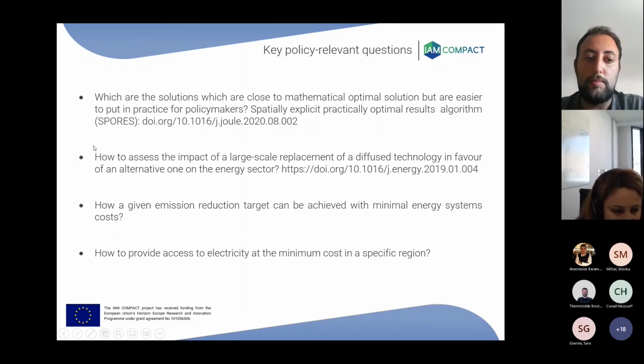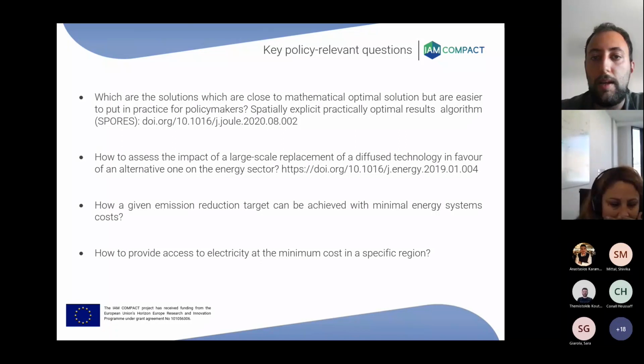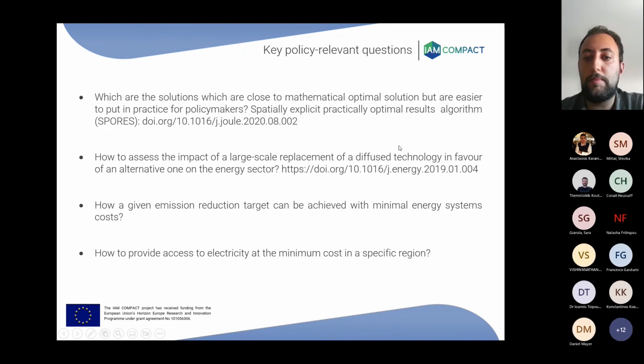I mentioned a couple of other policy relevant questions that can be answered using Calliope. For example, we can assess the impact of replacing some diffused technologies in favor of an alternative one in a certain region. We can find the best way to get to a given emission reduction target by optimizing again the cost of the energy system, or we can answer energy access related questions, such as how to provide access to electricity to a specific region at a minimum cost.